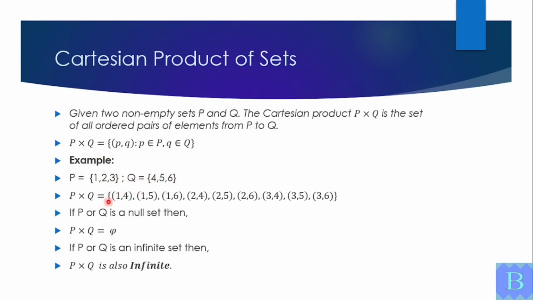Then P × Q = {(1,4), (1,5), (1,6), (2,4), (2,5), (2,6), (3,4), (3,5), (3,6)}. Important points to remember. If either P or Q is a null set, then P cross Q is also a null set. If either P or Q is infinite, then P cross Q is also infinite.